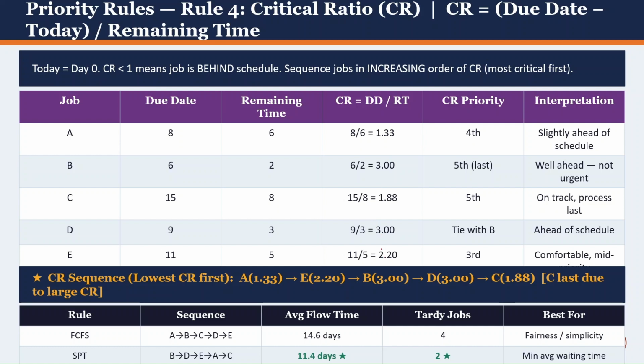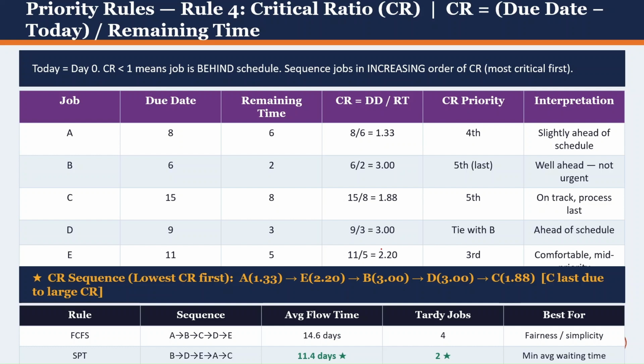Okay. So now, which is to be scheduled first? What we need to do is go ahead with the lowest critical ratio first. So which is the lowest? The lowest critical ratio is A. Then we have scheduled E. Then we are going for B, D, C. Last due to large CR.